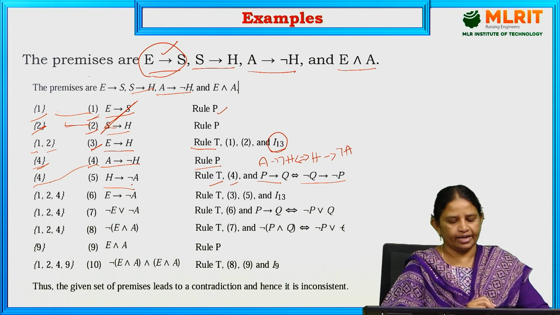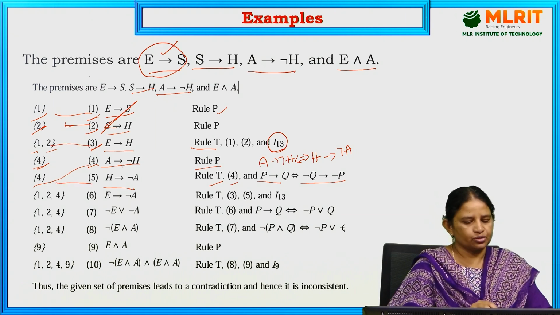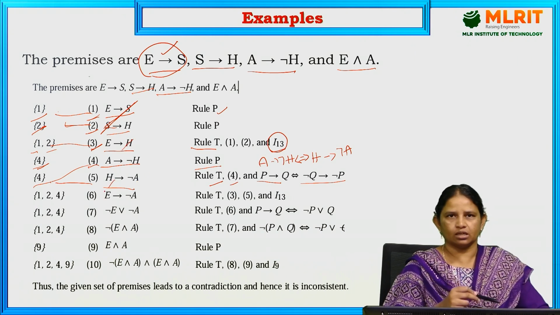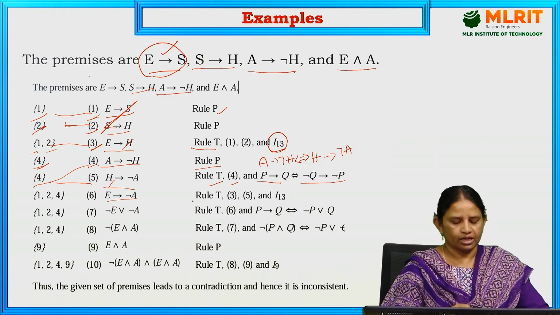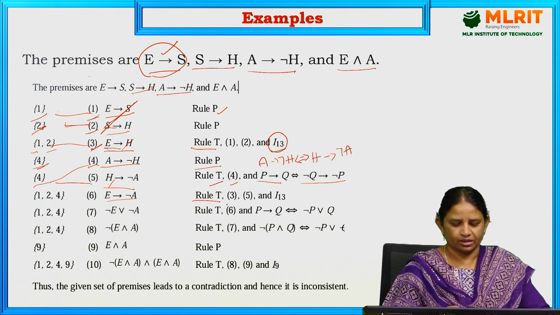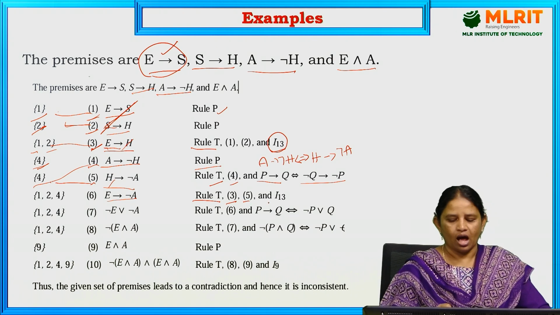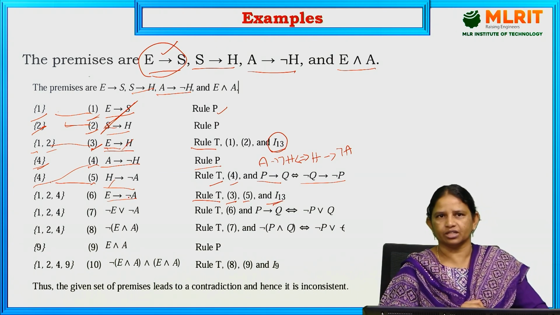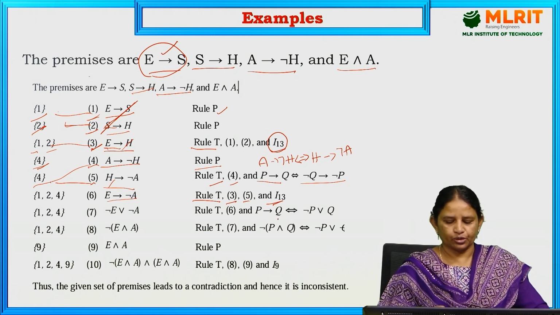H tends to negation A is derived from 1, 2 and then 4. E tends to H, H tends to negation A. The common statements are just for cancellation. E tends to negation A is derived, that is rule T. E tends to H is present on step number 3, and H tends to negation A is present on step number 5, and with implication number 13 we derive E tends to negation A. Next, again the same step will be continued. P tends to Q derives what?